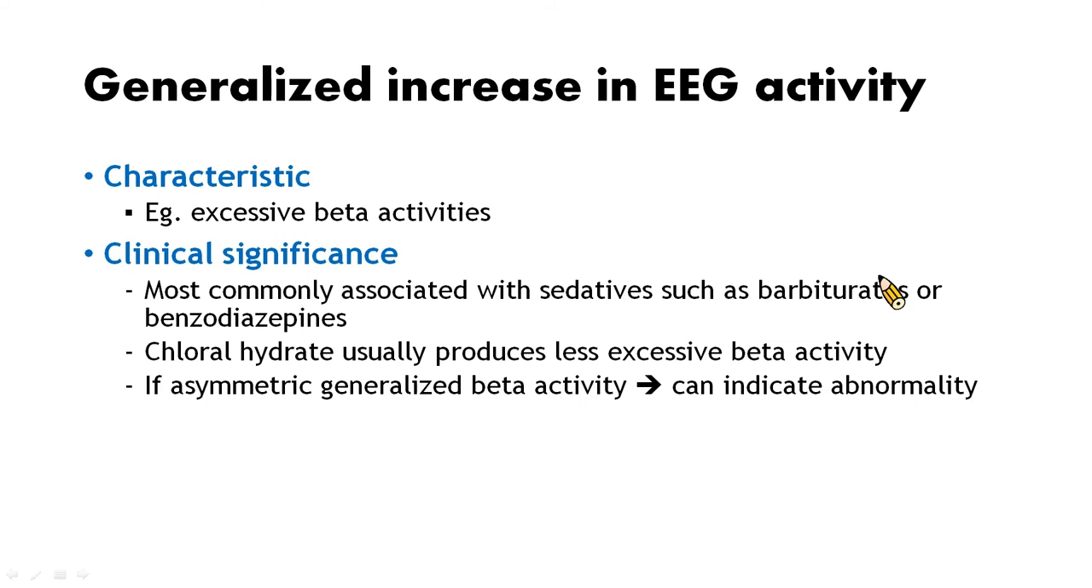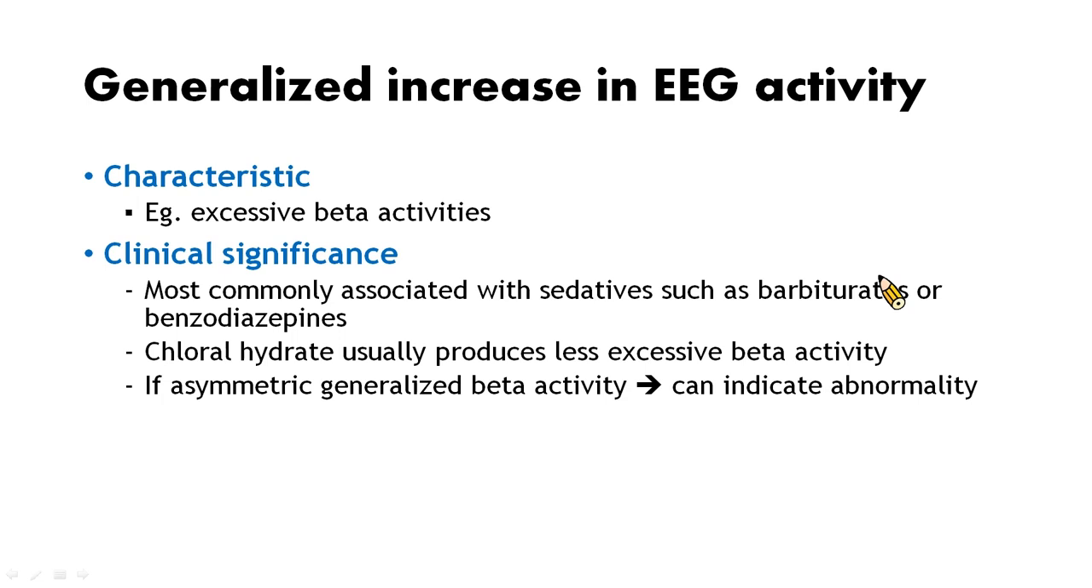Then we talk about generalized increase in EEG activity. The most famous example is excessive beta activity. It's most commonly associated with sedatives, such as barbiturates or BZD. Chloral hydrate usually produces excessive beta activity, so we sometimes use chloral hydrate in patients or in children who can't cooperate with the EEG examination.